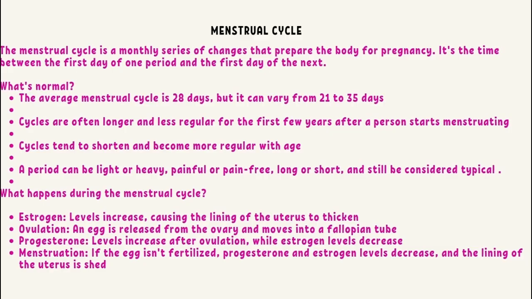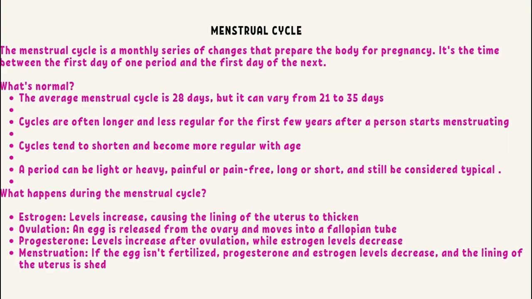But when that doesn't happen, the opposite happens. The progesterone levels increase after ovulation while the estrogen levels decrease. Then, if the egg isn't fertilized, progesterone and estrogen levels decrease, and the lining of the uterus is shed. So that's what comes off as blood at the end of the day.